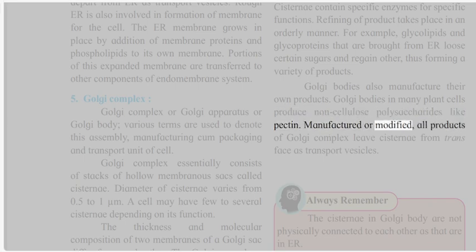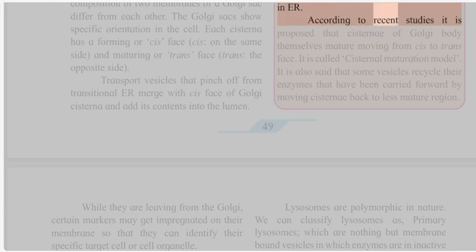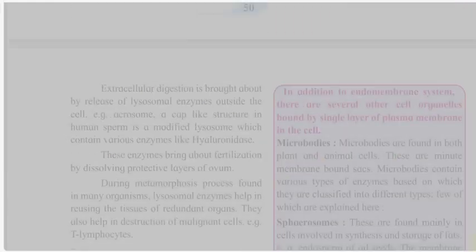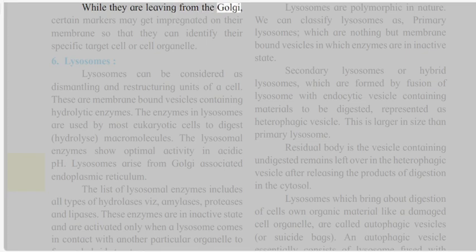Manufactured or modified, all products of Golgi complex leave cisternae from trans phase as transport vesicles. The cisternae in Golgi body are not physically connected to each other as they are in ER. According to recent studies, it is proposed that cisternae of Golgi body themselves mature, moving from cis to trans phase. It is called cisternal maturation model. It is also said that some vesicles recycle their enzymes that have been carried forward by moving cisternae back to less mature region. Always remember, 50. While they are leaving from the Golgi, certain markers may get impregnated on their membrane so that they can identify their specific target cell or cell organelle.